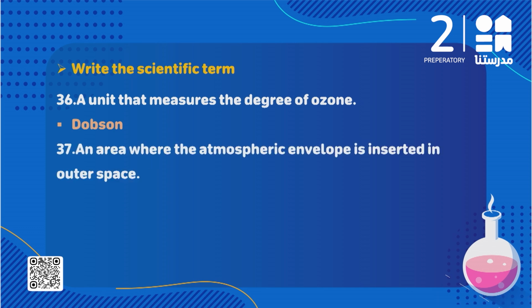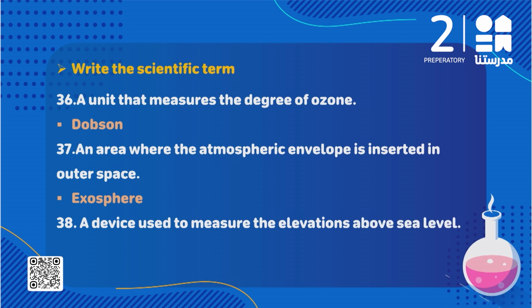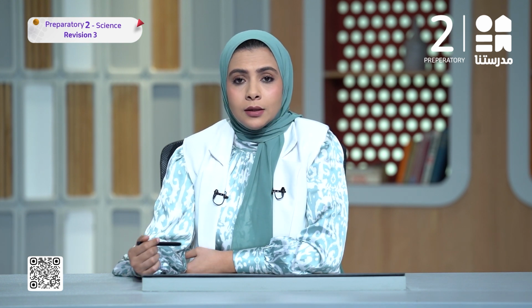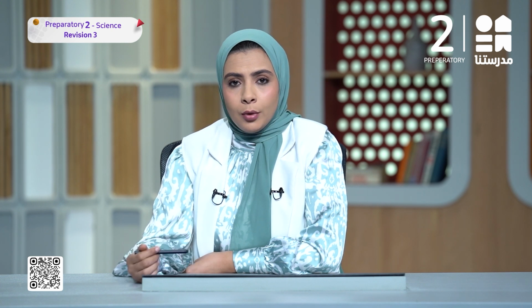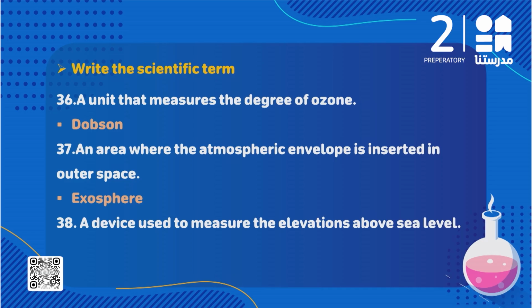طيب an area where the atmospheric envelope is inserted in the outer space قلنا دي it's called exosphere. 38. A device used to measure the elevation above the sea level. ايه الديفايس اللي احنا بنستخدمه specifically in the aeroplanes to measure the elevation, the suitable altitude above the sea level? It's called altimeter.